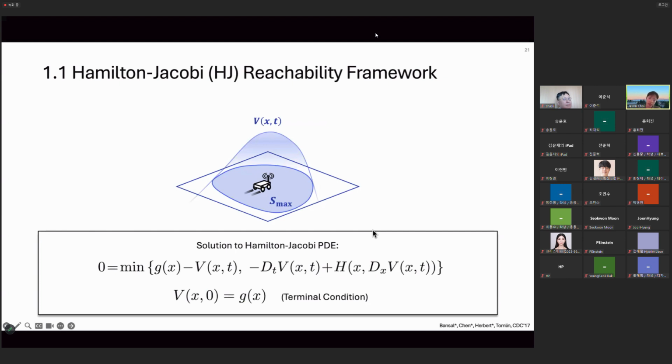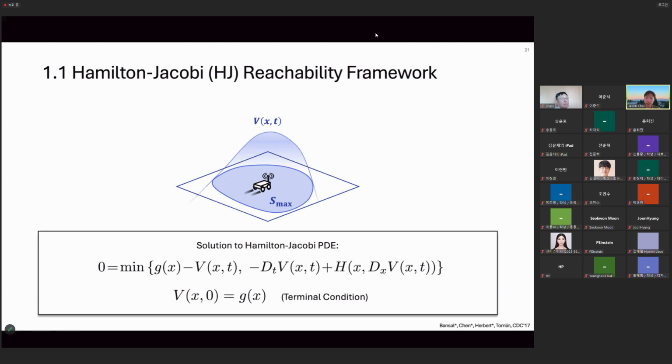And we can evaluate the dynamic programming principle underlying this value function and come up with this Hamilton-Jacobi partial differential equation. So this is a PDE, and if we can solve this PDE numerically, then basically we can compute this value function. And once we compute this value function, then basically we have this safe set constructed. So all we have to do now is solve this PDE.